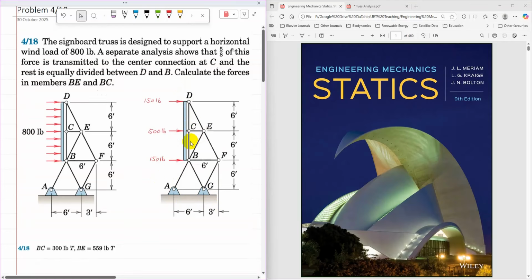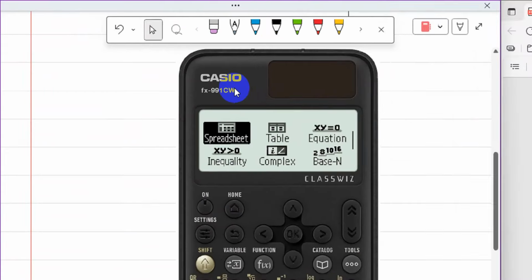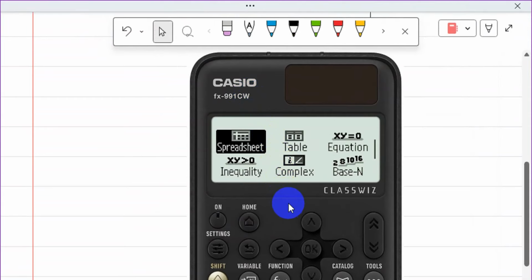In this video tutorial, I am also going to show how to use the Casio FX-991CW to solve these truss problems.